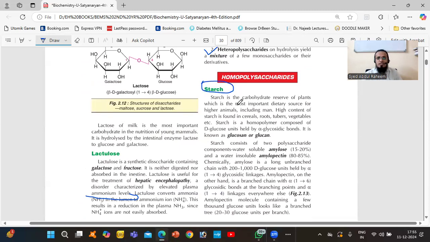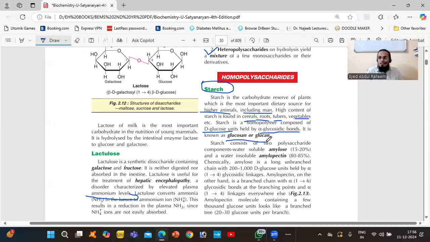Starch is the carbohydrate reserve of plants, which is the most important dietary source for higher animals, including man. A high content of starch is found in cereals, roots, tubers, vegetables, etc. Starch is a homopolymer composed of D-glucose units held by alpha glycosidic bonds. It is known as glucosan or glucan.